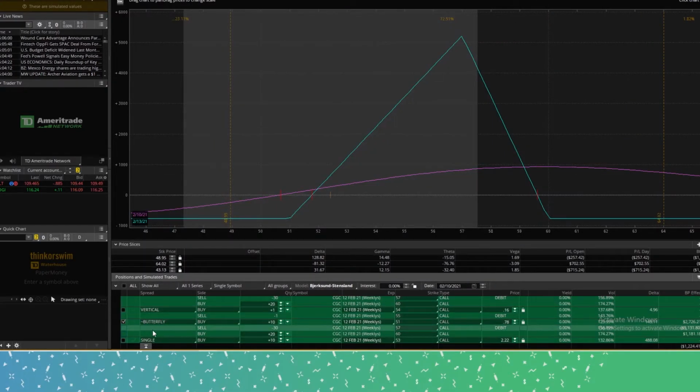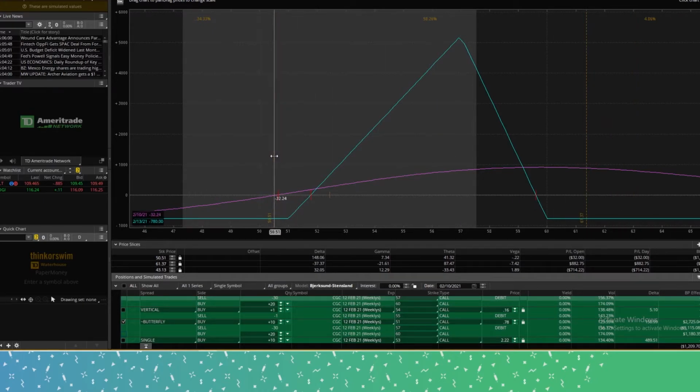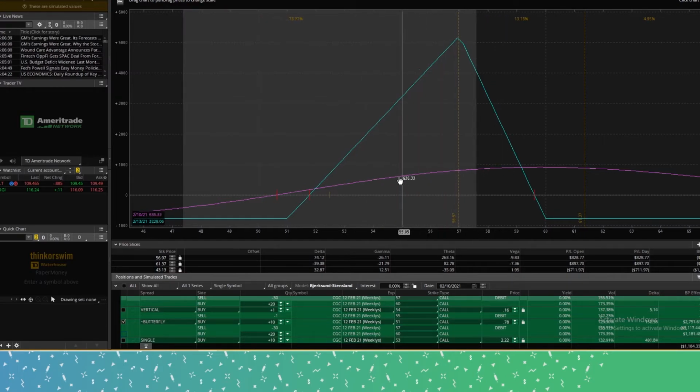So let's say we have this butterfly on and we wanna see how it changes under different market environments. Well, we have a couple of different things that we can control. So number one, we have our price slices here, which are attached to these yellow lines that you see, right? If we move this one, the top row down here changes, which will allow us to see how our Greeks look at different prices and under different circumstances.